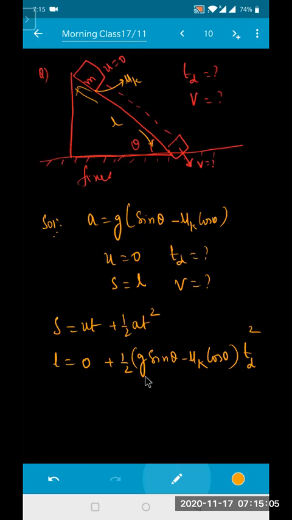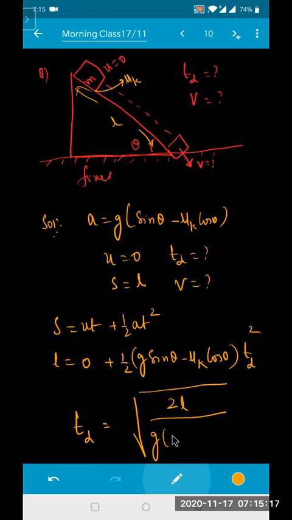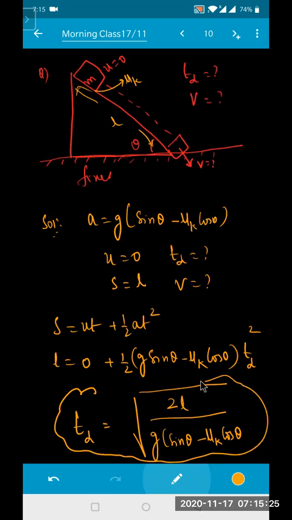t square. So the time of descent, the 2L will go here, so this will become under root totally. So this will become 2L divided by g into sine theta minus mu k into cos theta. So this is your time of descent. Then what is the velocity when it is reaching the bottom? What is the velocity when it is reaching the bottom?